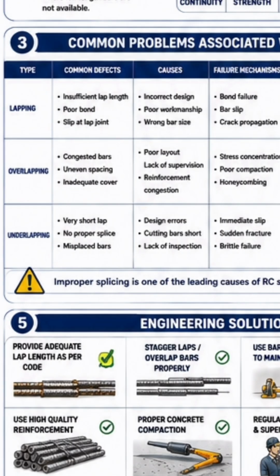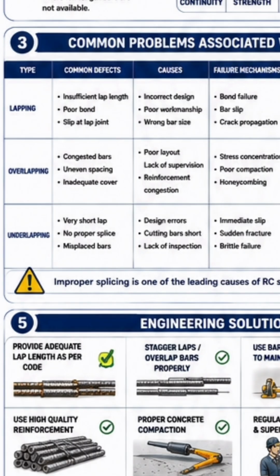For number three, we have the common problems associated with lapping, whereby we have the lapping types, where the first one is lapping, then overlapping, underlapping. So we have the common effects. For lapping, we have insufficient lap length. Insufficient lap length is one of the common effects.